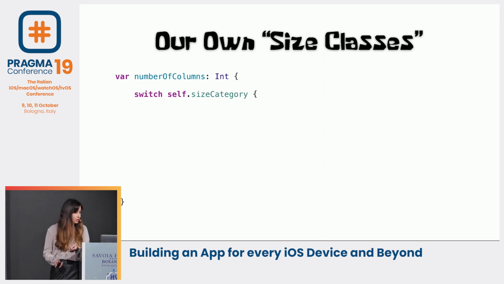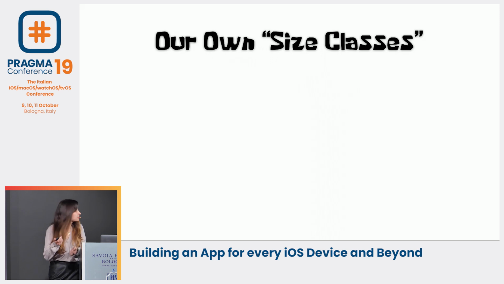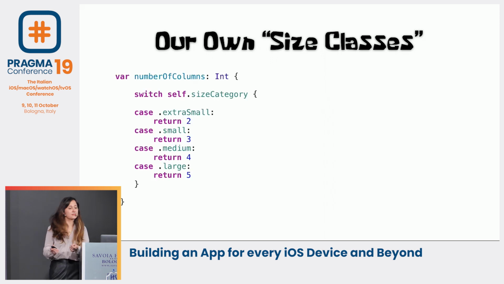Yeah, we have our number of columns. I'm pressing the wrong button. OK, and here we just key off of the size categories that we've defined. And you can use this for anything.